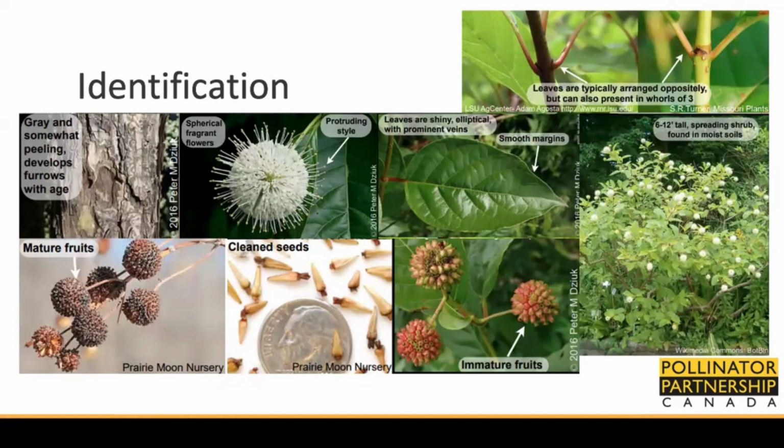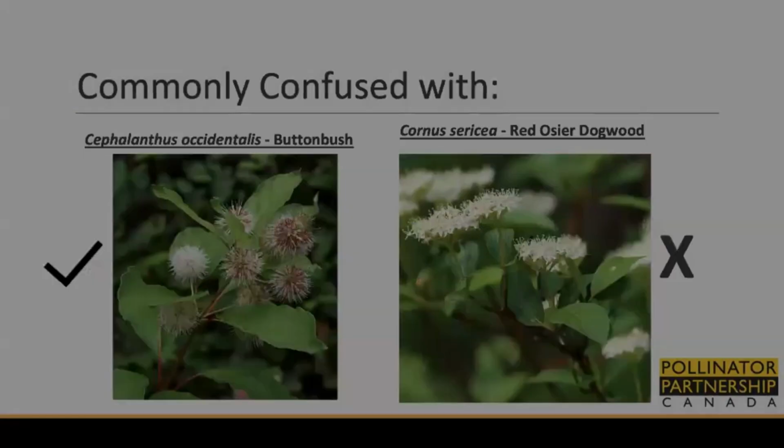This is a great plant for wet sites or areas needing erosion control, as it can grow and spread pretty quickly. And there really isn't anything else that looks a ton like this plant native to Ontario, at least in terms of shrubs. So you're probably pretty safe as long as you can identify the flowers and the mature fruits.